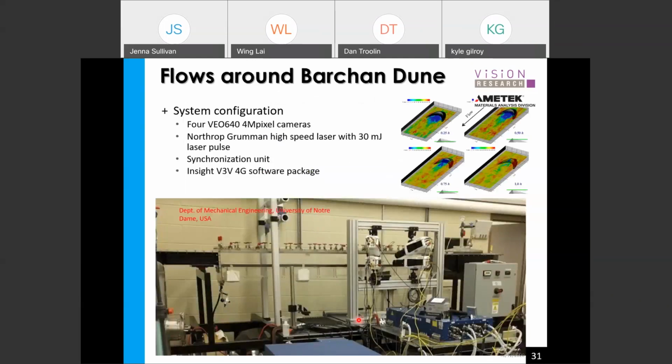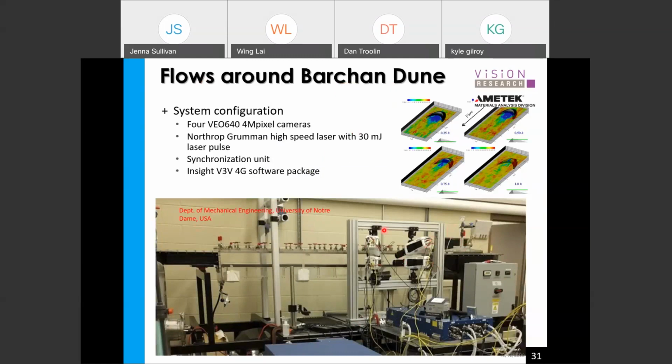Okay, so let's take a look at another example. This particular measurement is a flow around the Barken dune. So effectively, it is looking at the wake flow behind a Barken dune. And the measurement took place at the Department of Mechanical Engineering, University of Notre Dame. So let me describe the system setup over here.